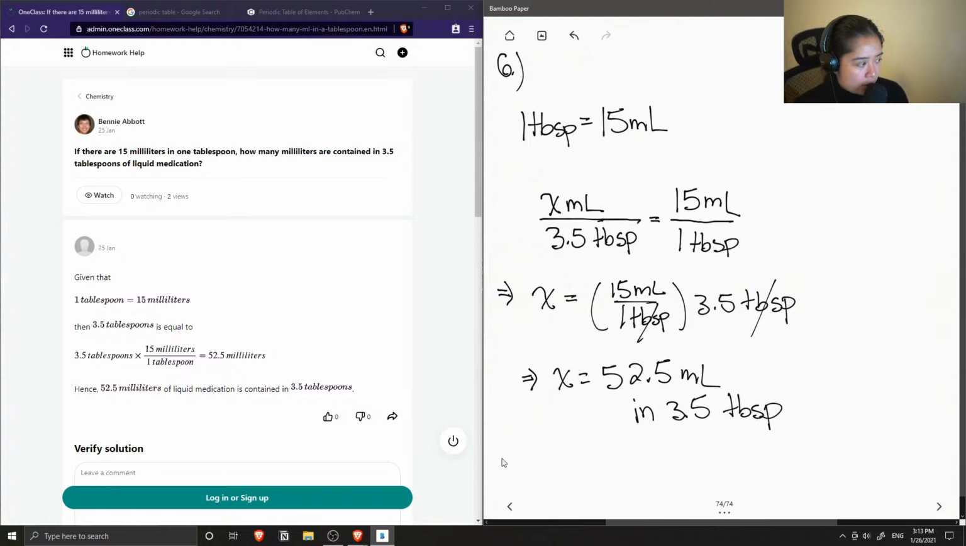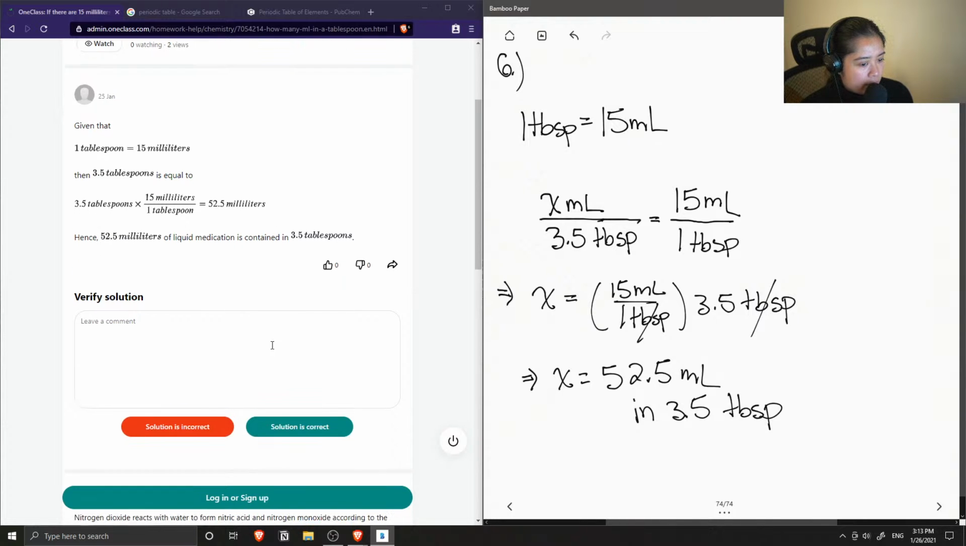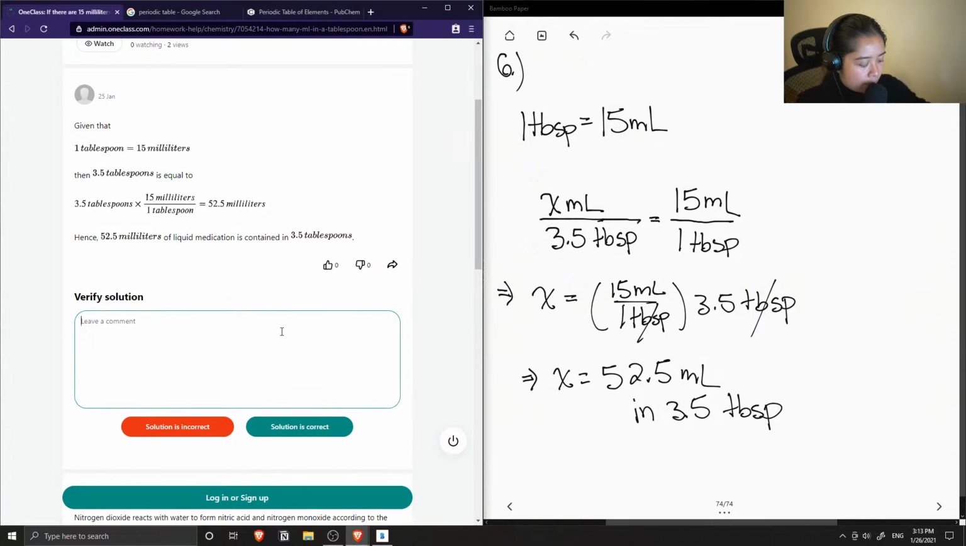Okay, so the junior tutor said, given that 1 tablespoon is equal to 15 mL, then 3.5 tablespoons is equal to 52.5 milliliters. Okay, so this solution is correct.